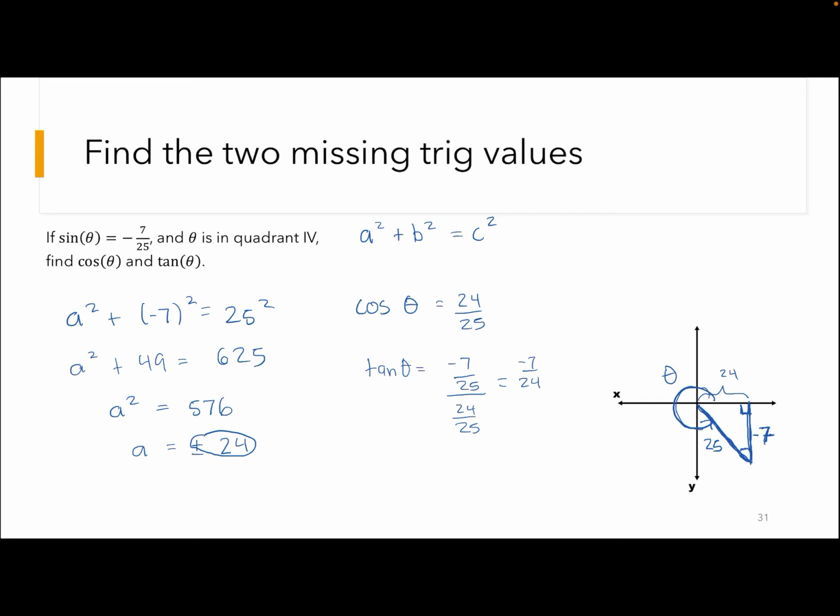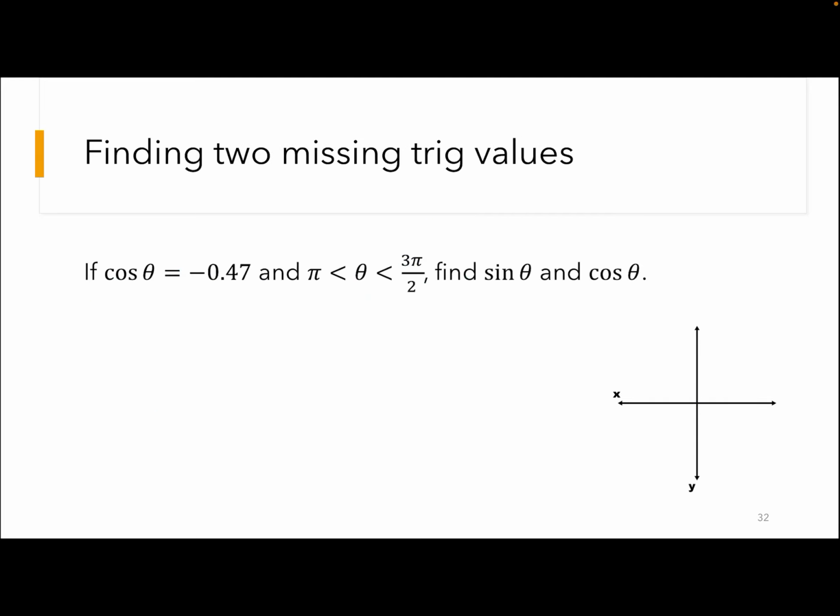So that's how we do this given the actual sine or cosine value, and we have to find the other two values. The next thing is, what if we have a decimal instead of a fraction? It's the same process. This time we're given that theta is between pi and 3 pi over 2, which is telling you that theta is in quadrant 3.